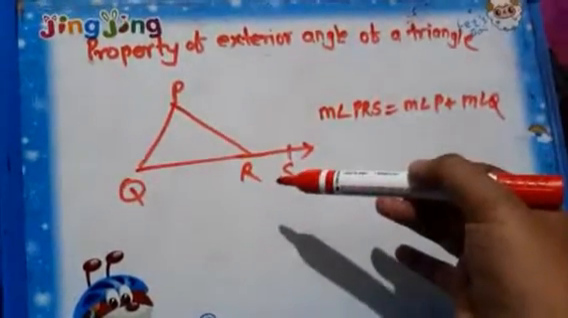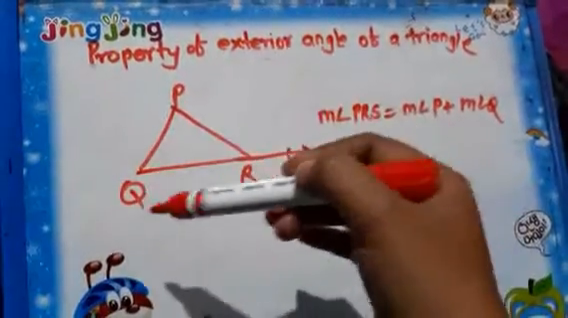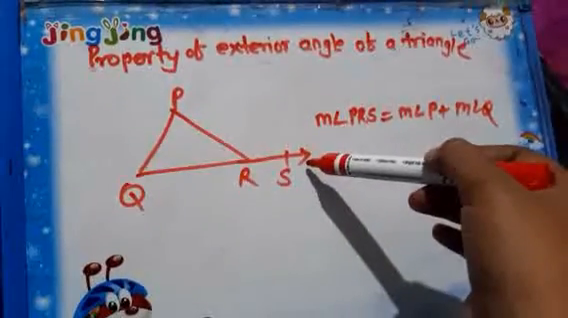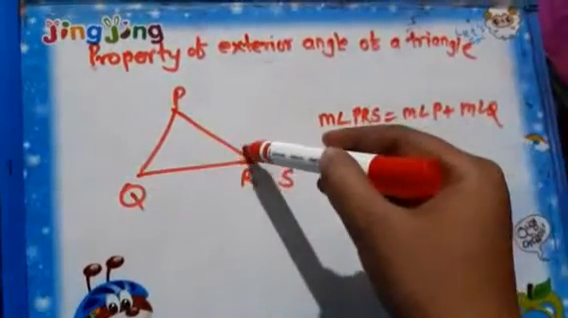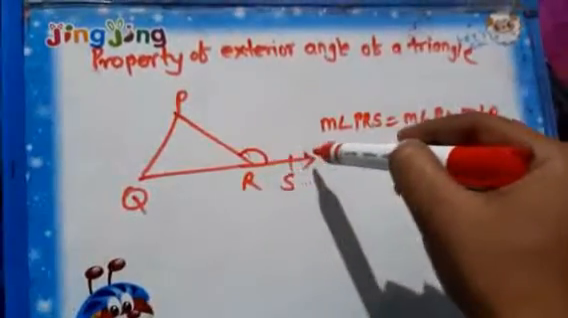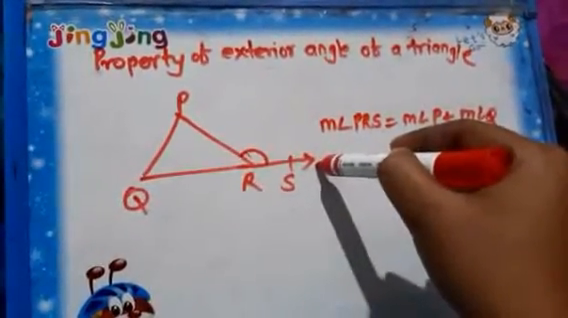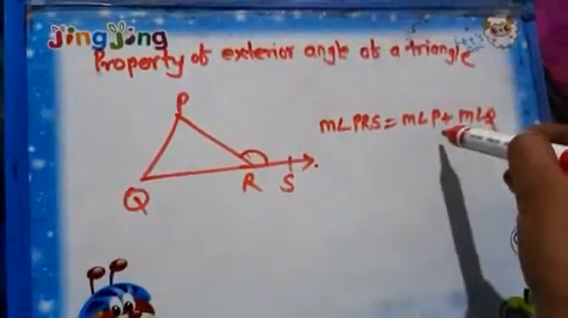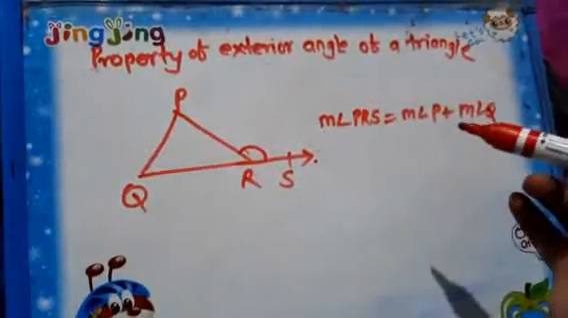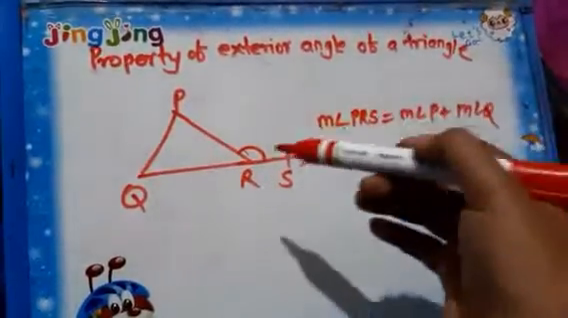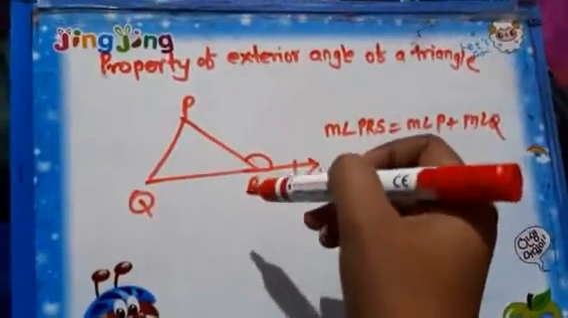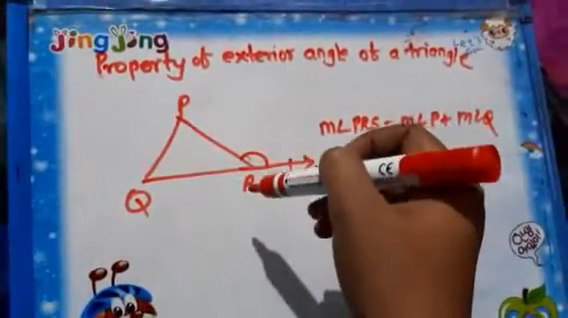For example, consider this diagram, triangle PQR, and one exterior angle of that we have taken as PRS. So what the statement states, the measure of exterior angle of a triangle is equal to the sum of. Sum means addition of what? Measures of its remote interior angles. So what is the meaning of remote interior angle? First we will see.